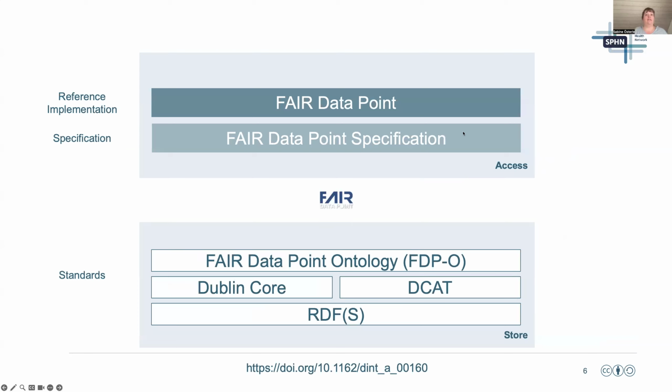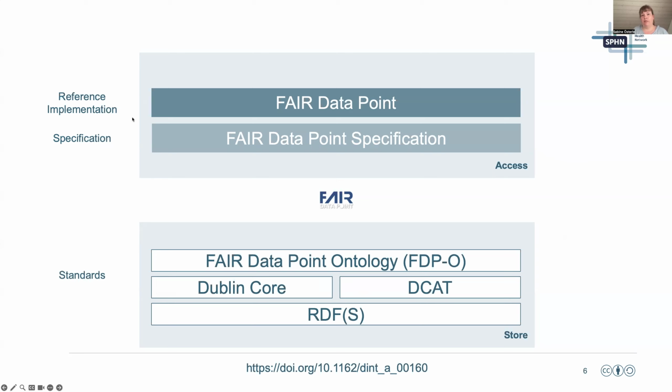Under the hood, how is the SPHN Metadata Catalog built up? We use a set of standards as the basis. It's RDFS, the very basic standard in which we represent our metadata. We then use controlled vocabularies like Dublin Core or DCAT to describe the different fields, for example, what is an author, what is a license, what is an abstract. These different elements are connected via what is called the FAIR Data Point ontology, which is about the relations between these different elements. On the technical side, there is the FAIR Data Point specification, which we follow.